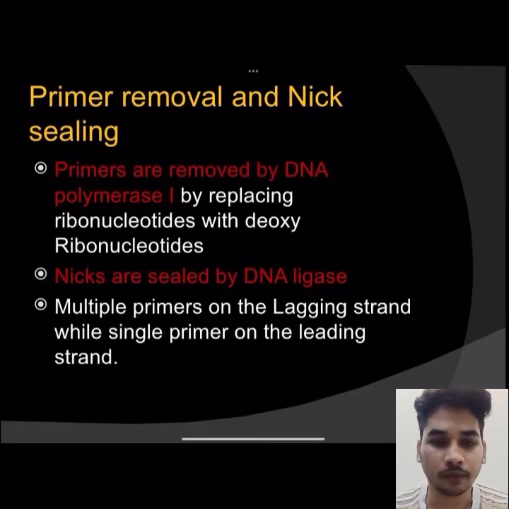Primer removal and nick sealing. Primers are removed by DNA polymerase 1 by replacing ribonucleotides with deoxyribonucleotides. Nicks are sealed by DNA ligase. There are multiple primers on the lagging strand, while there is a single primer on the leading strand.